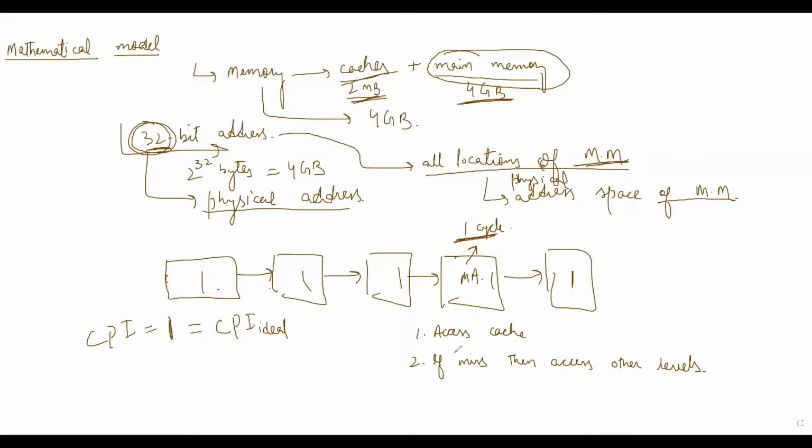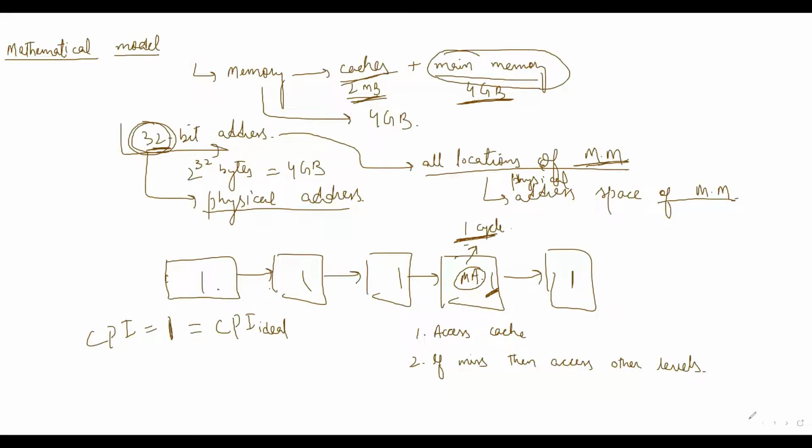But we know that this is not always the case. This is the case in memory access. It will take one cycle only when there is a hit in L1 cache. However, if there is a miss in L1 cache, then it won't take one cycle. It will take more than one cycle. So in that scenario, our CPI will be equal to CPI ideal plus the extra cycles that are required in the memory access stage. We are not considering the other stages.